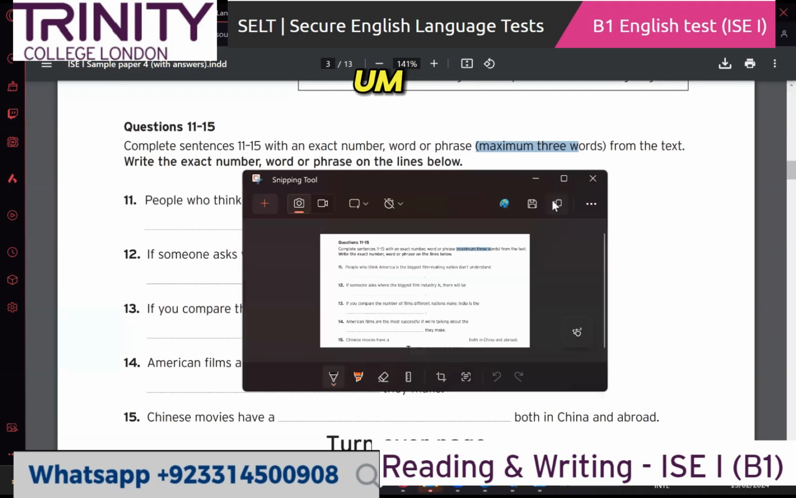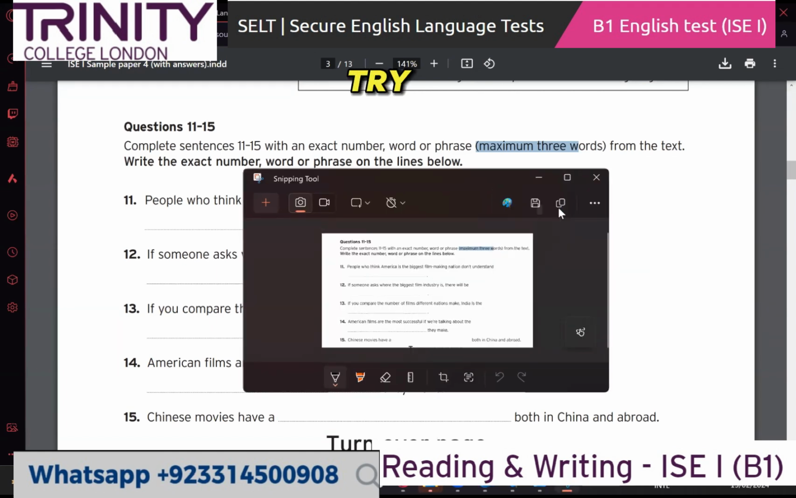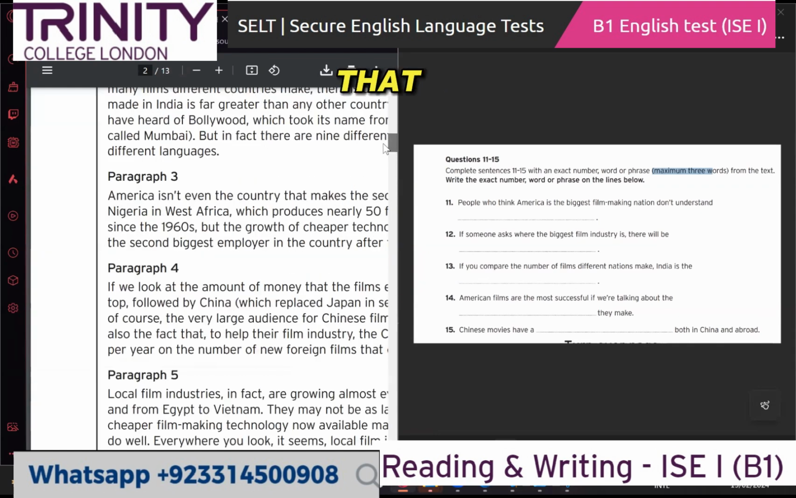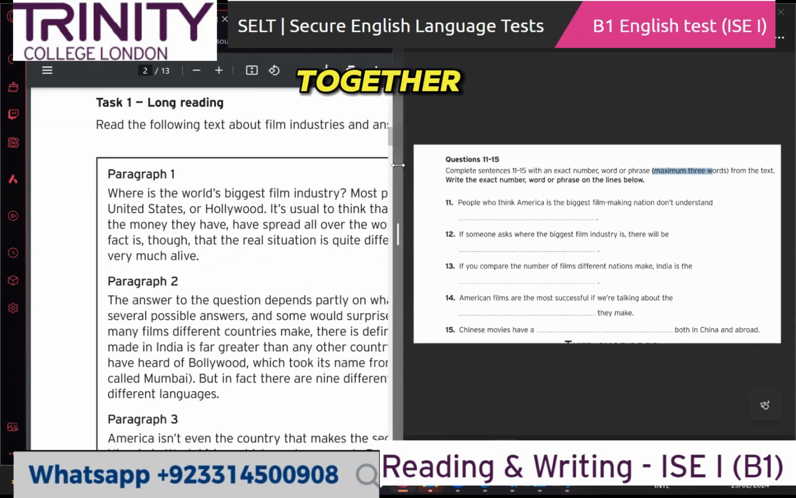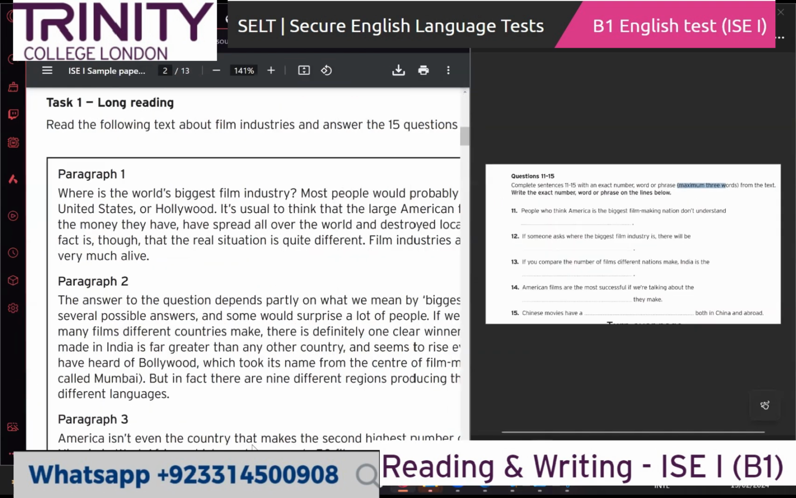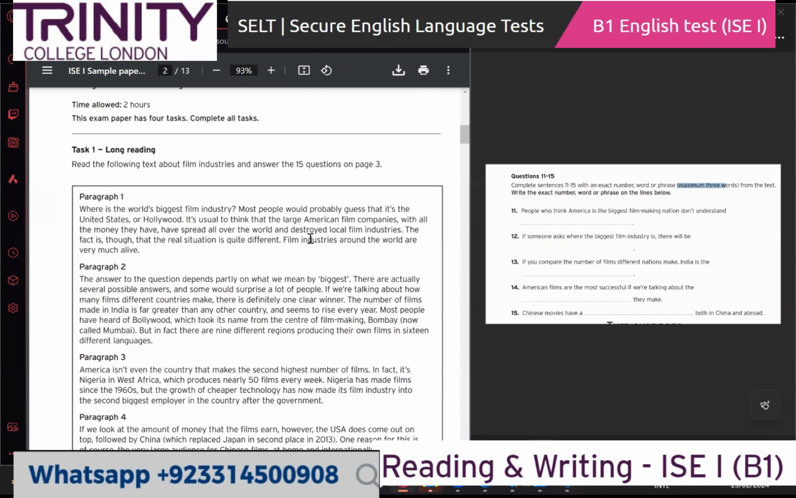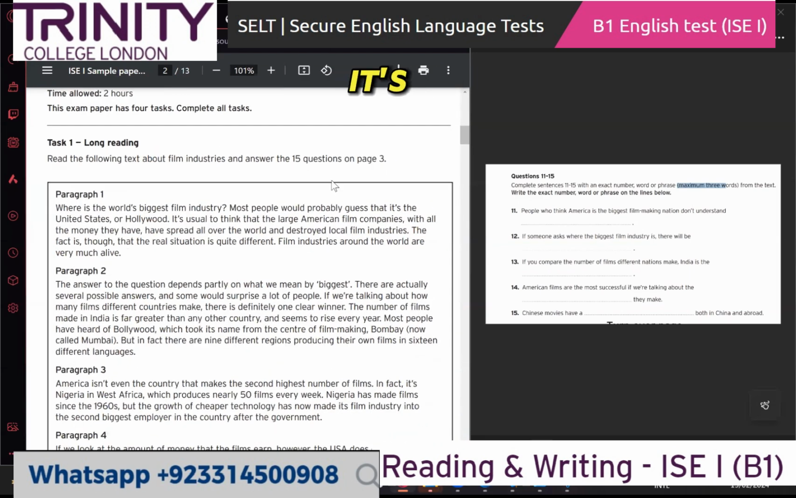And I'll try to help you out as much as I can. But before we do that, let's try to read this text together. Is it readable or is it too small for you, the text? Yeah, now it's okay.